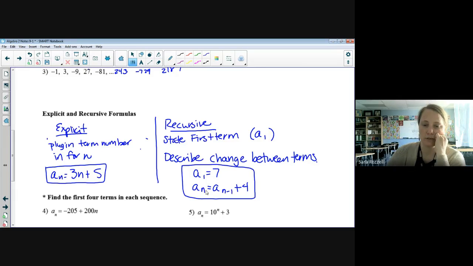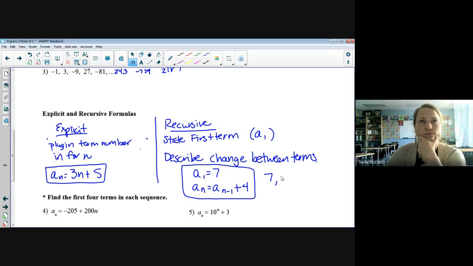So I'll show you how to read through and make sense of this part, okay? So on a recursive formula, they state the first term. So in this example, our first term was 7, okay? Now this is saying all the rest of our terms, or anything that comes after that, is, what did we say a sub n minus 1 was? The term that came before, right? So to get your next term, you take the term before and you're adding 4 to it. So if my first term was 7, to get my second term, I take the term that came before, which was 7, and I add 4 to it.